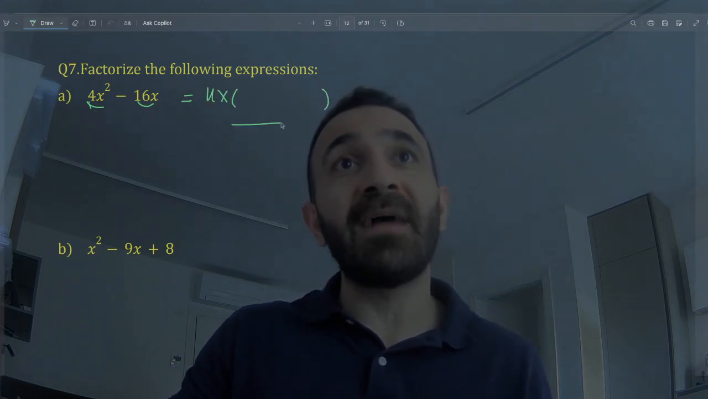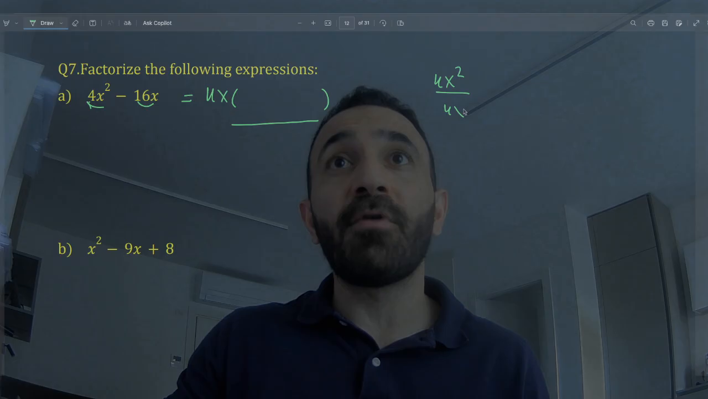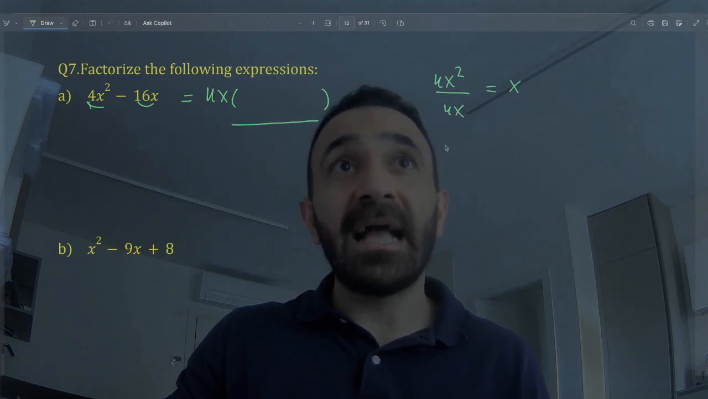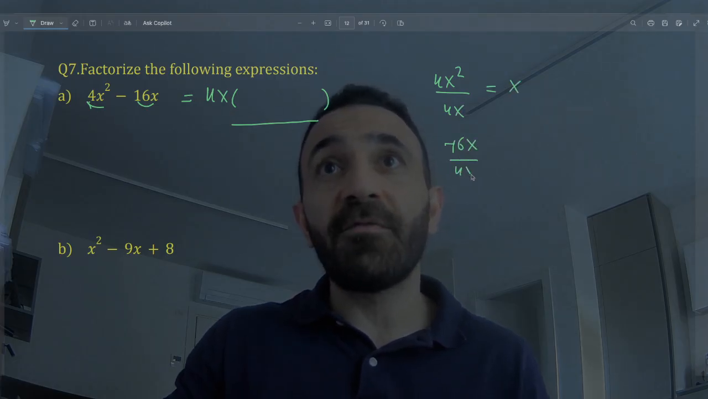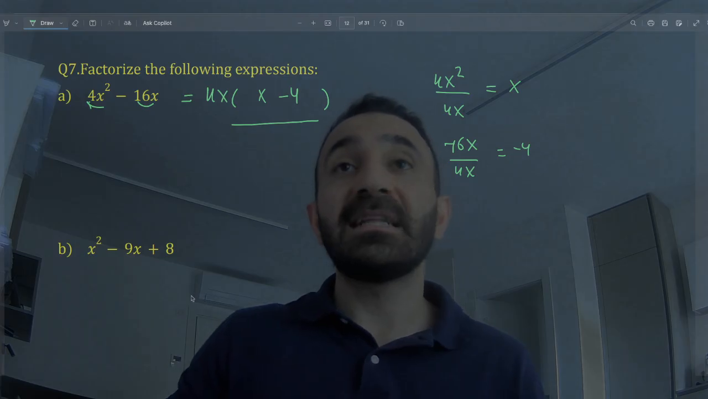How can I find the value in the parentheses? You're going to say 4x to the power of 2 divided by 4x is x, and minus 16x divided by 4x is minus 4. So it's going to be x minus 4. That's it.